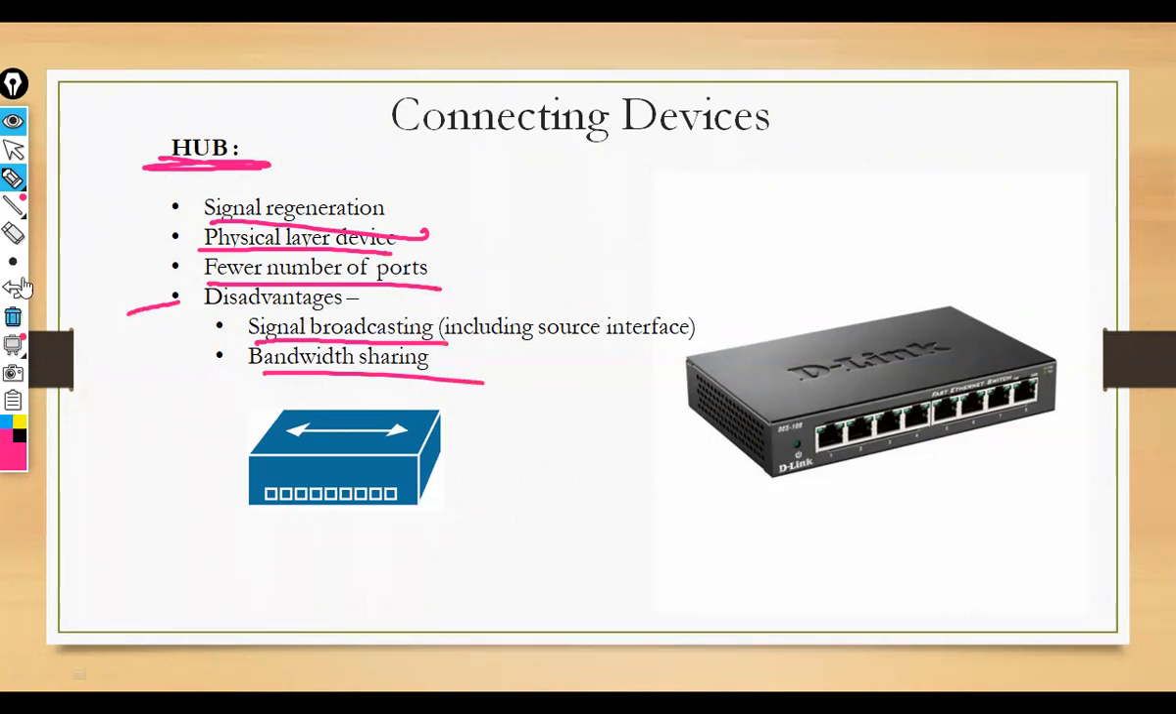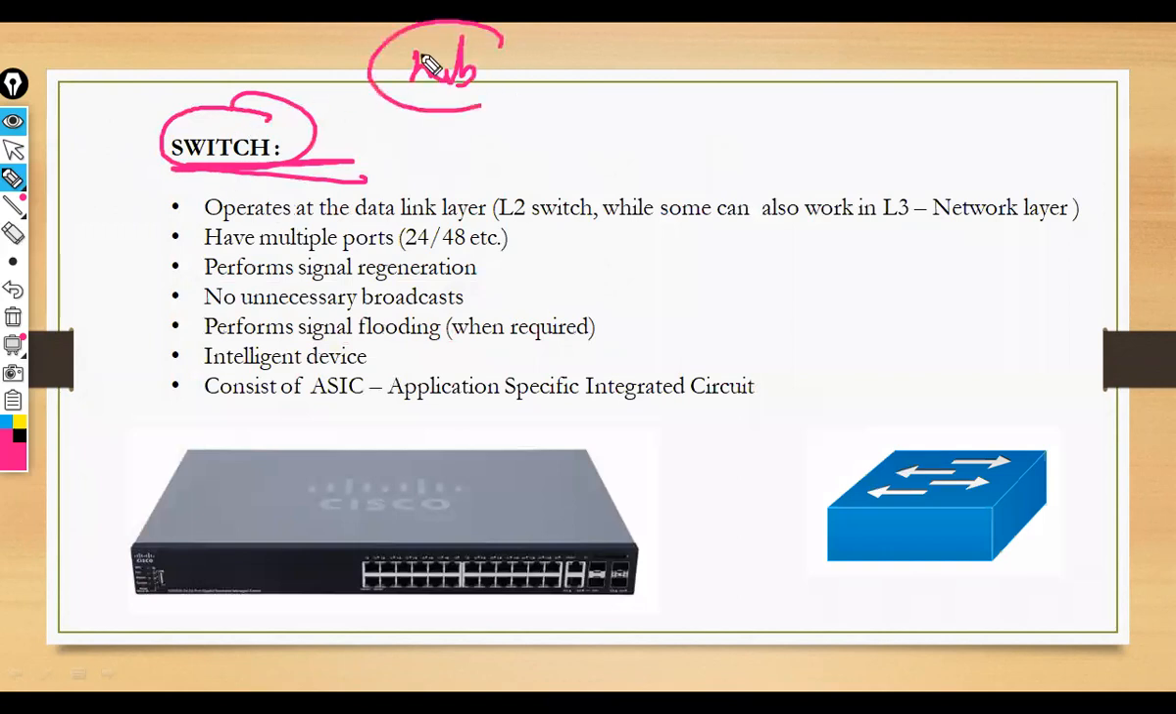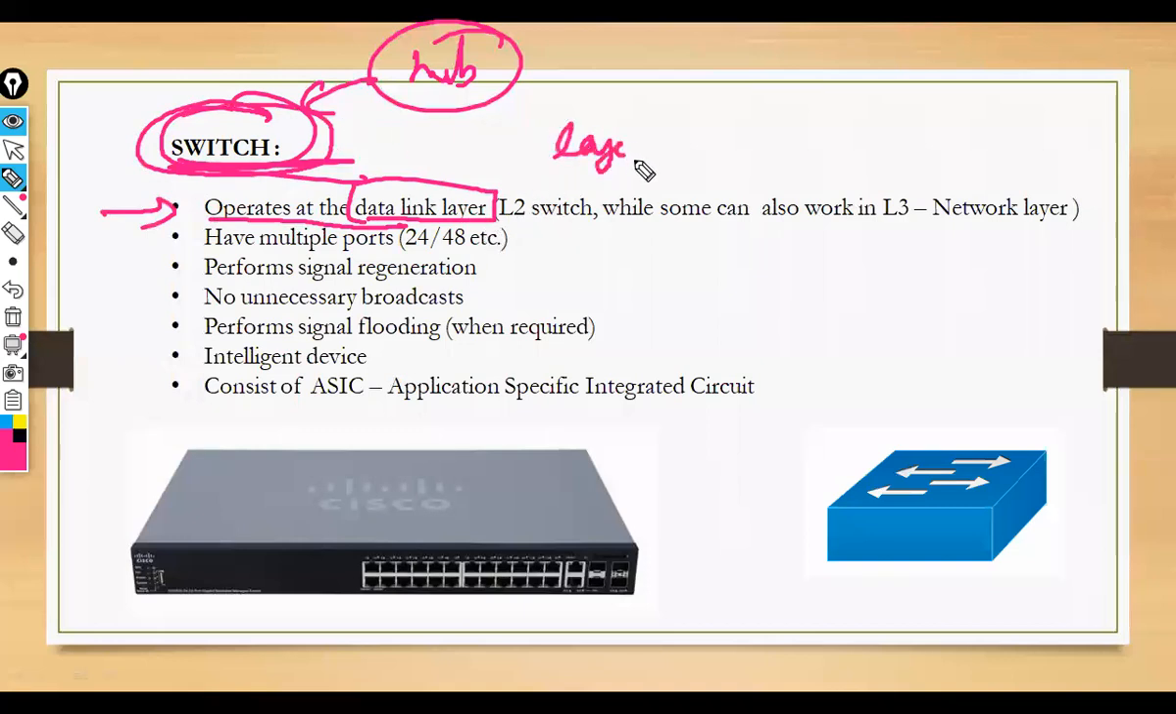Now the next connecting device is called a switch. Instead of a hub, we are using a switch nowadays. Let me tell you about the switch. The first thing, just understand this, it operates in the data link layer, or layer 2.